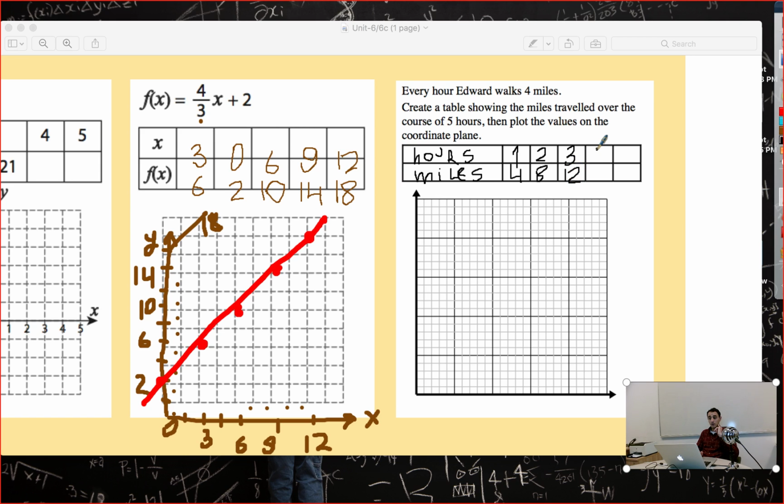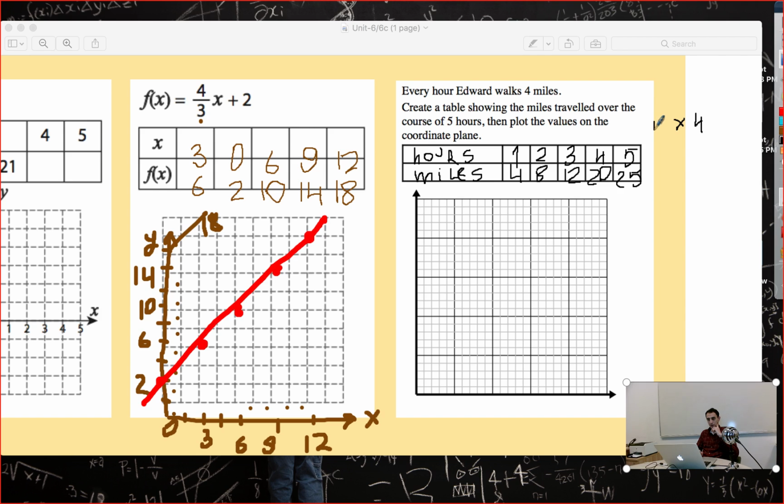If he walks 4 hours, he will walk 20 miles. And at last, if he walks 5 hours, he will walk 25 miles, right? Okay. Then we have a table, and our rule is 1, 4, 2, 8, 3, 12, 4, 20. Our rule is multiply by 4.